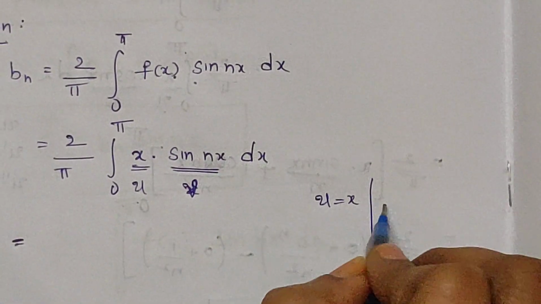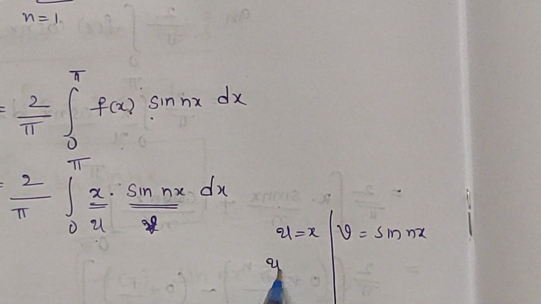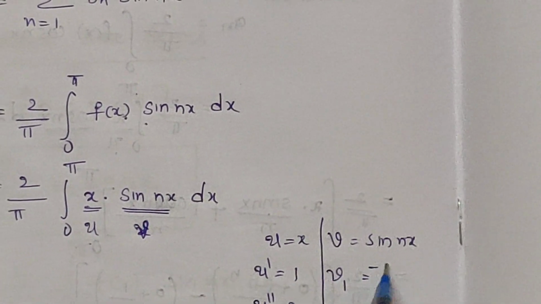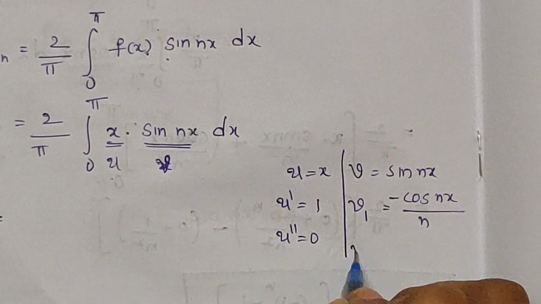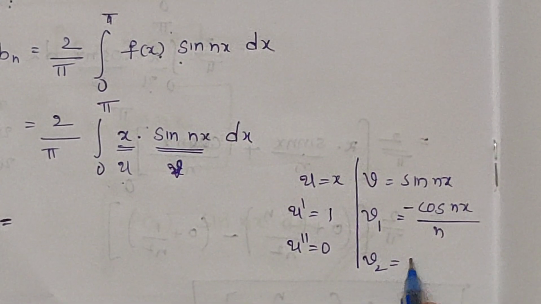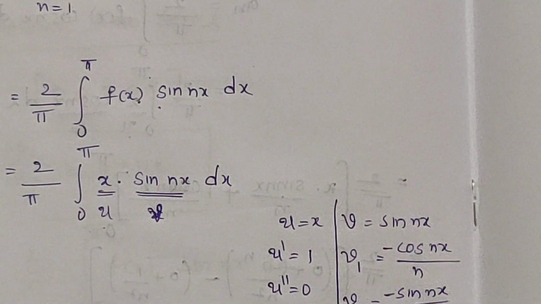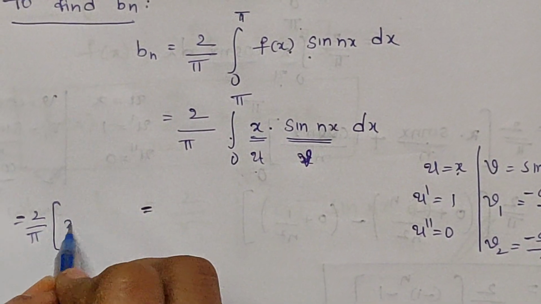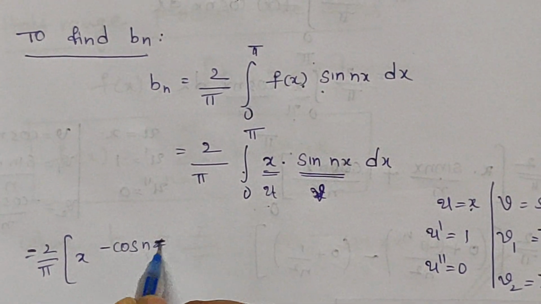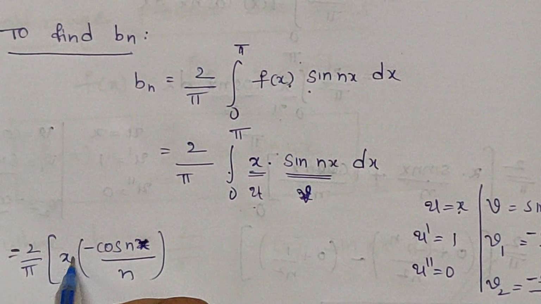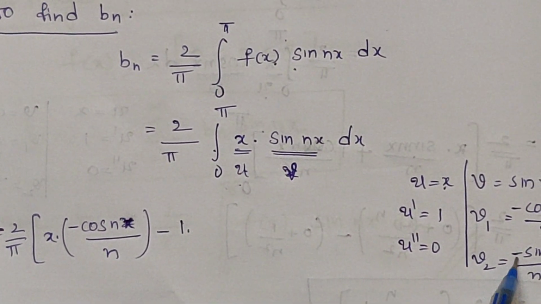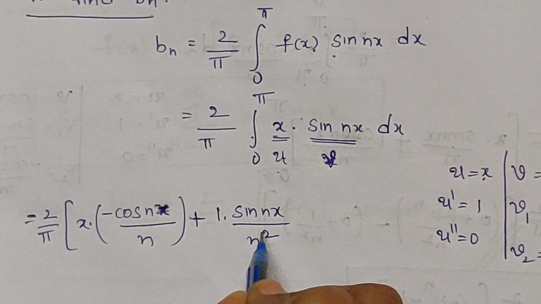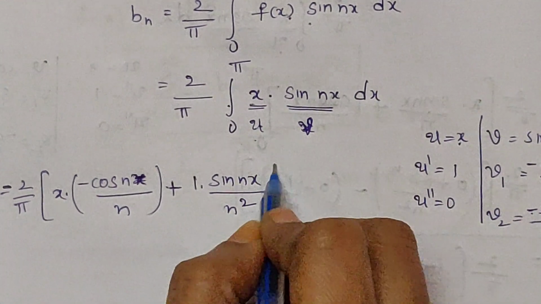Take u equal to x and v equal to sin nx. For u derivatives, u dash is 1, u double dash is 0. For v integrations, v1 equal to integral of sine, which is minus cos nx by n. v2 equal to, for cos integration is sine, so minus sin nx by n square. So according to the generalized rule of integration by parts, integral uv dx equal to u v1, that is minus cos nx by n, minus u dash v2, one more minus sign here, so sin nx by n square, plus u double dash v3. Already this is 0, so the formula stops.